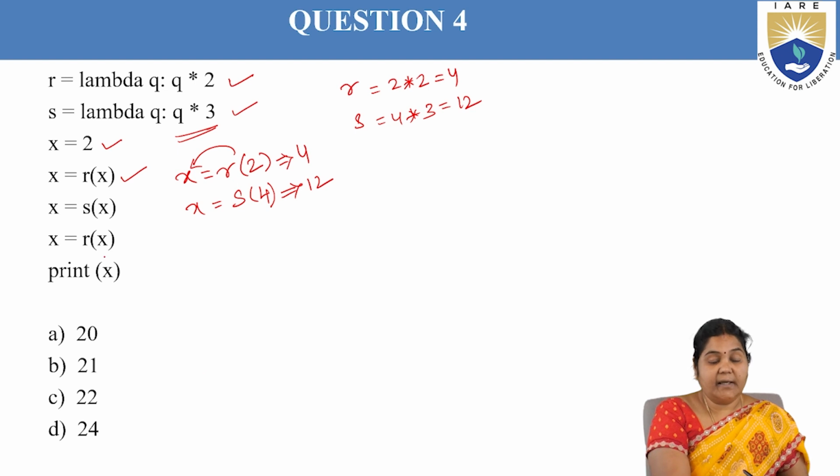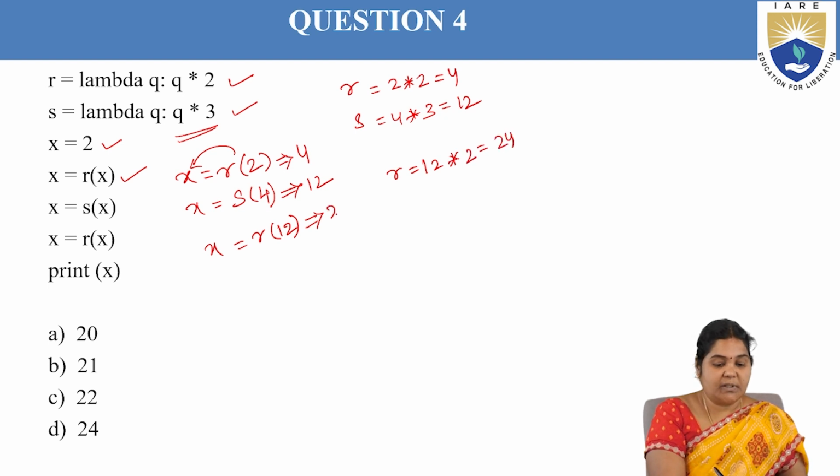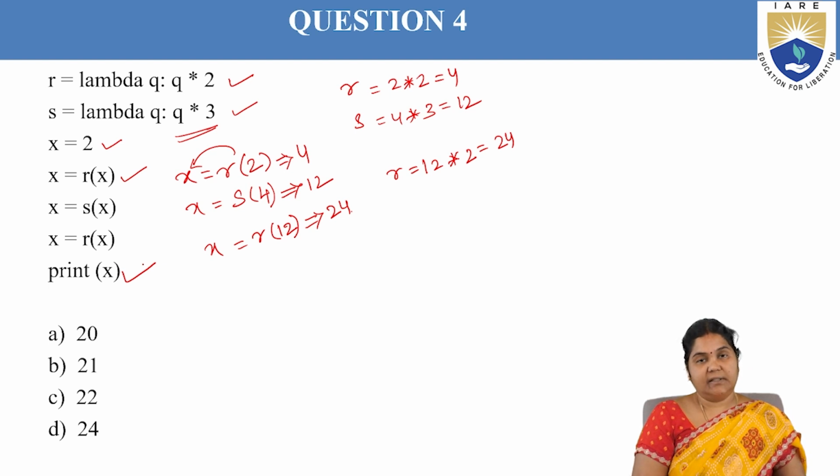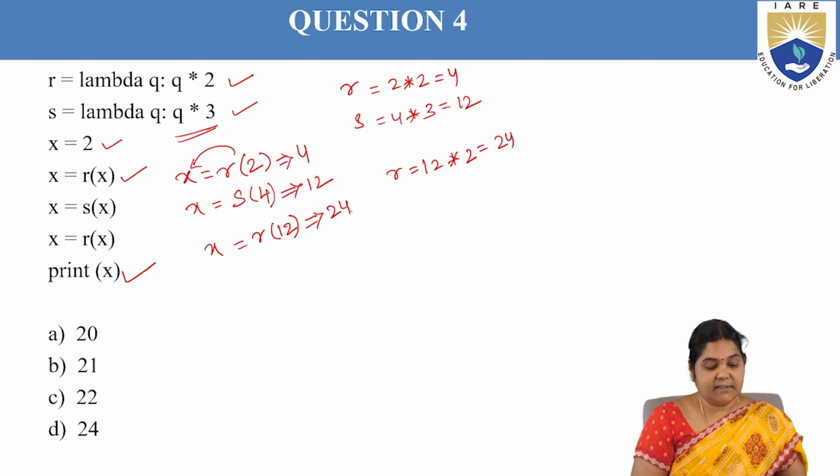Now again you are calling the function, x is equal to r of x. What is the value of x? You have to give the updated value, which is 12. So it is computed as 12 into 2, which is 24. If you print the value of x, the updated value is 24. So the answer for this question will be 24.